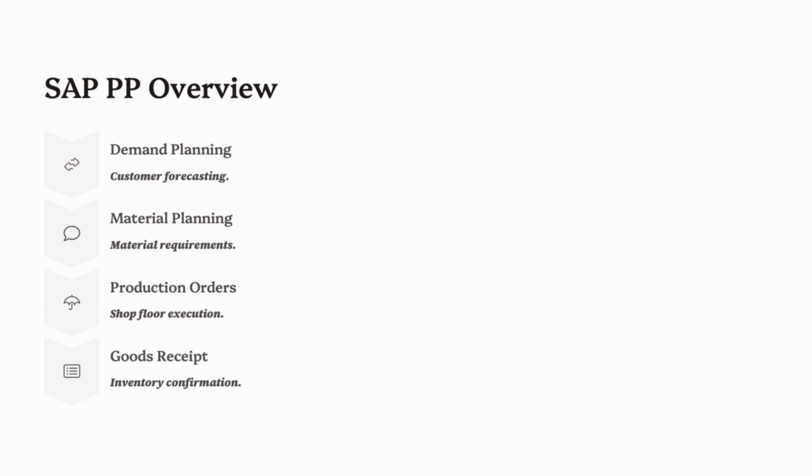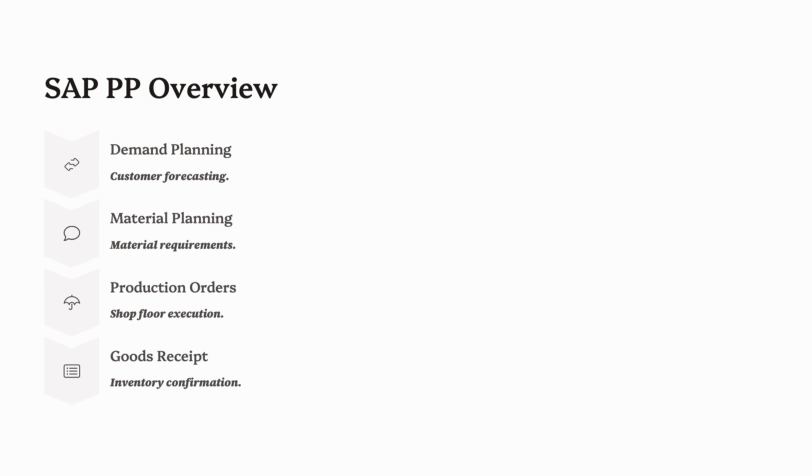Part 1. Overview of SAP PP. At its core, SAP Production Planning, PP, is the module responsible for ensuring that manufacturing runs smoothly. It enables companies to plan demand, allocate resources, monitor capacity, and control the entire production cycle. Think of it as the digital brain of a factory, coordinating people, machines, and materials so that the right product is produced at the right time, in the right quantity.